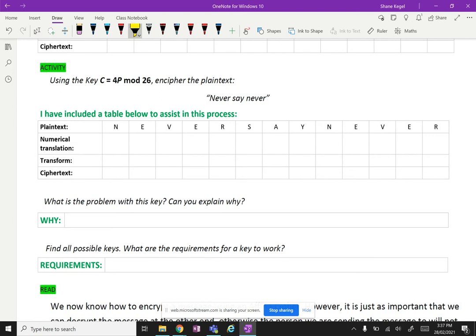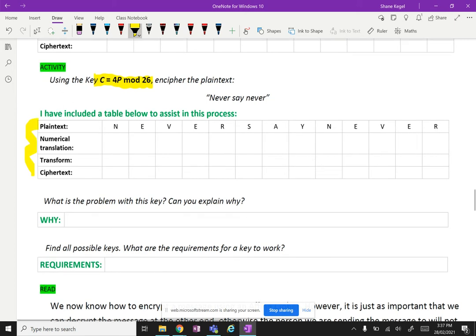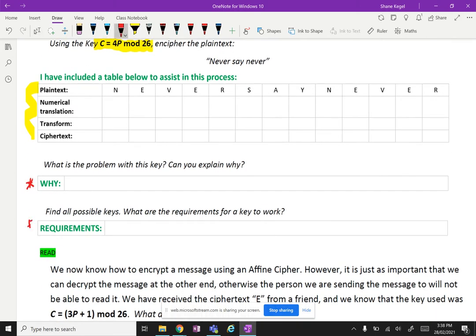there's another activity here, and this activity basically is just to get you to think about, well, what is the problem with some of these keys? Okay, can we just have any key, or does it have to check out in the end? Okay, so again, follow through this activity here, and then write your concluding statement as to what the problem is with that key, and why we can't just use any key. Okay, and then also just have a think about all the possible keys that you could use then, if you now know which ones you can't.